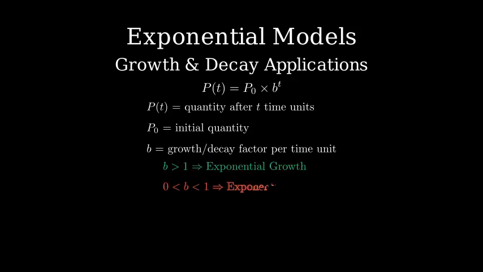If b is greater than 1, we have exponential growth. The quantity increases over time. If b is between 0 and 1, we have exponential decay. The quantity decreases over time.